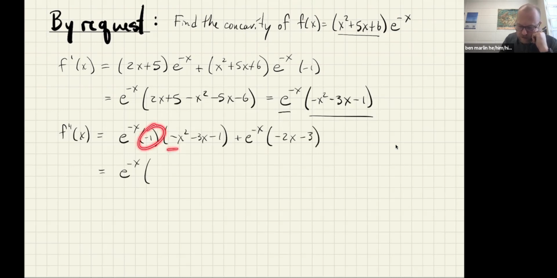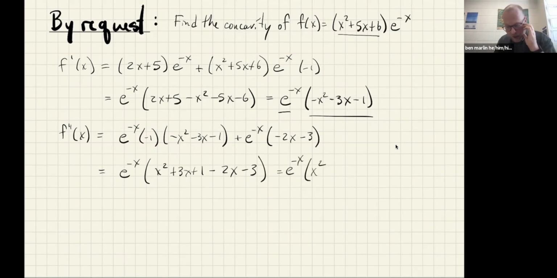So if you factor out the e to the minus x again, notice that we have a -1 that we need to distribute through, and conveniently enough, everything that we're distributing through already has a minus. So this will become x squared plus 3x plus 1. And then we'll have minus the 2x. And then we'll have minus 3. So that means we have e to the minus x times x squared plus x, and then minus 2, okay?